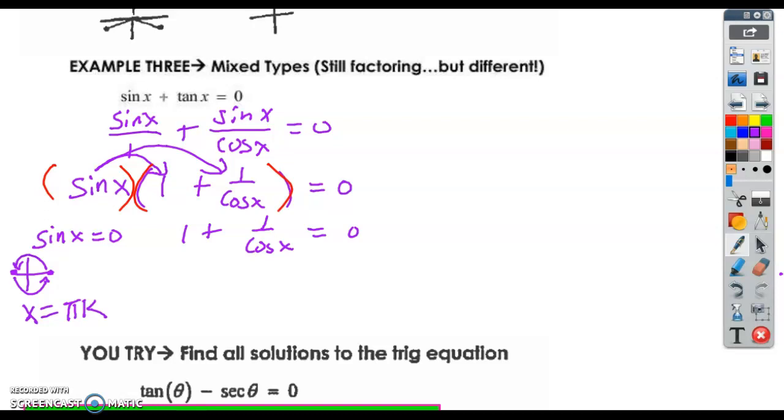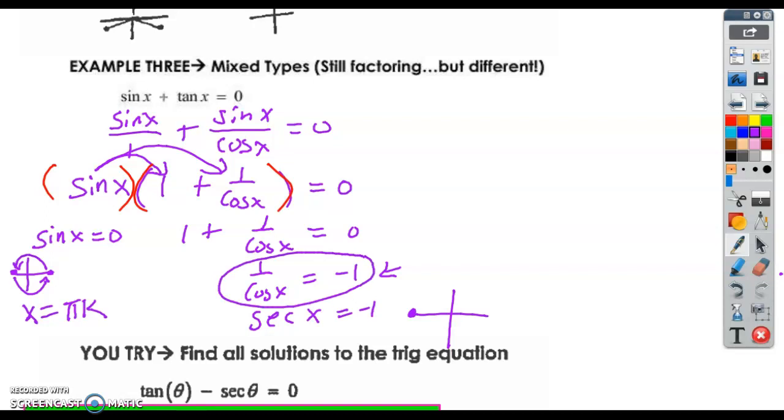All right, now this one ends up being 1 over the cosine of x equals -1. That is secant. Secant of x equals -1. Where is that? That's at, boom, right there. And I would probably start here and look at this one and say, all right, what does cosine of x have to equal in order to make this a true statement? Clearly it's going to be -1.